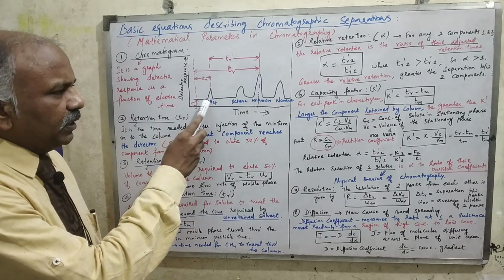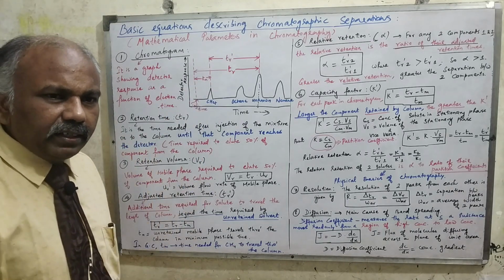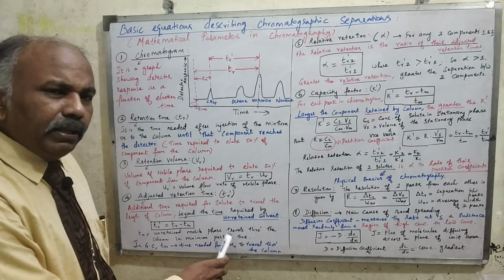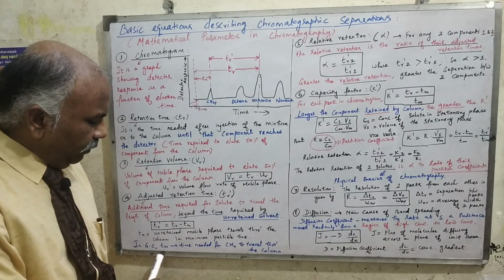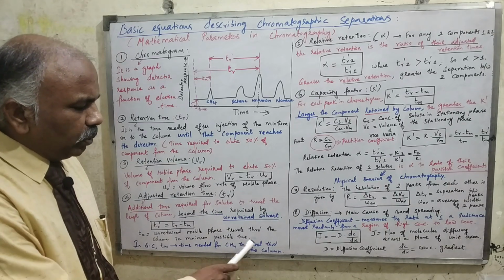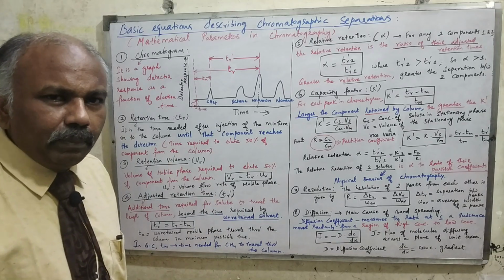Where the point of injection is and where the methane is giving a peak, that interval is called TM. The unretained mobile phase travels through the column in a very minimum possible time. Particularly in gas chromatography, this TM is the time needed for methane to travel through the length of the column. So this is the fourth important parameter.